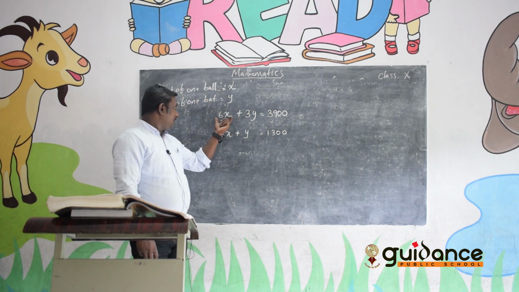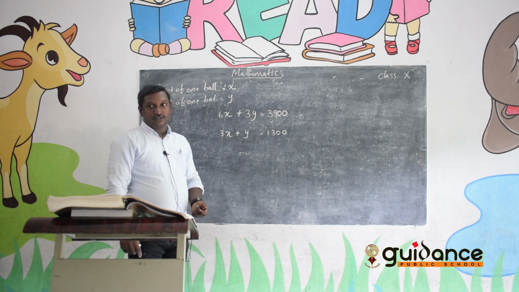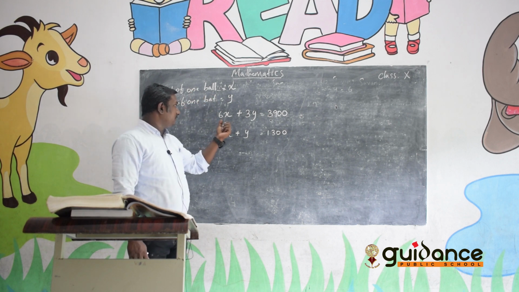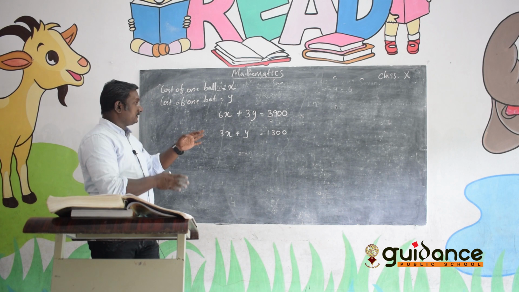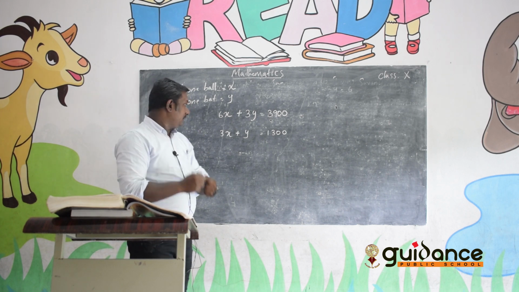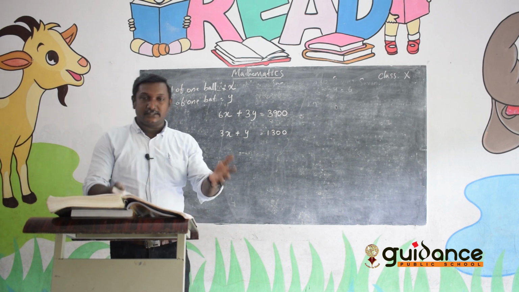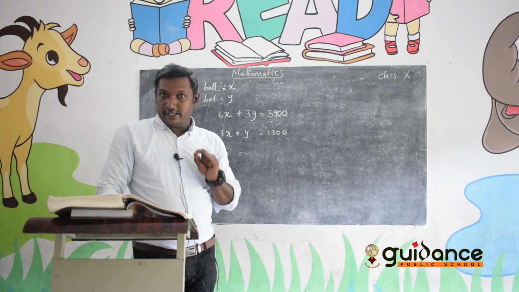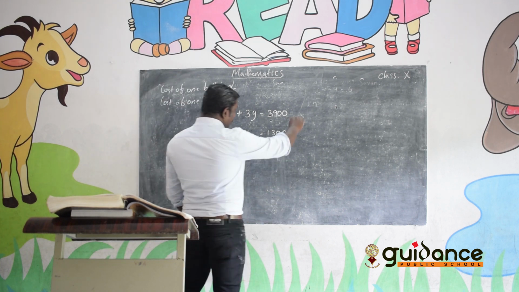First equation is 6 balls and 3 bats. Cost is 3,900. So we consider the cost of one ball is x, one bat is y. So 6 balls is 6x, 3 bats is 3y. Then here is 3 balls and 1 bat. Only 1 bat she bought in the second case, so that is y we only consider. Got it? Then here we can substitute the values.